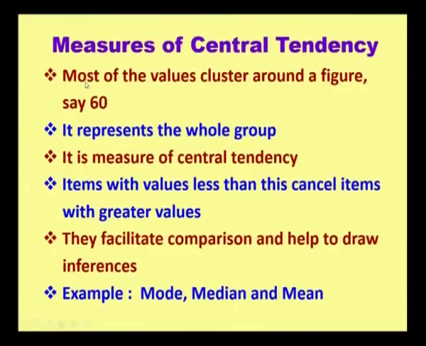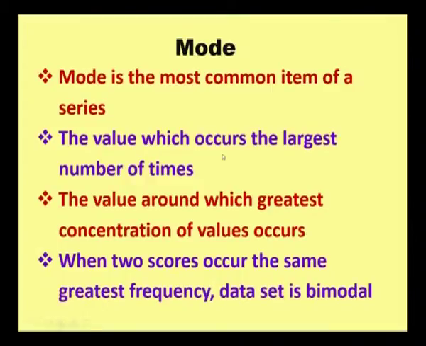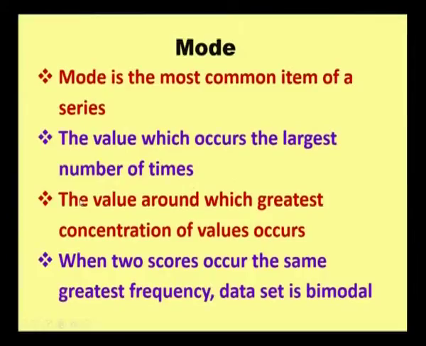And we are going to discuss the mode, median and mean. So, these are the common central tendencies that we discuss in statistical analysis. Now, let us discuss the mode. The mode is the most common item of a series, and it is defined as the value which occurs the largest number of times. That means, in a series, if any value is occurring the largest number of times, that is called the mode. Or we can say the value around which the greatest concentration of values occurs.